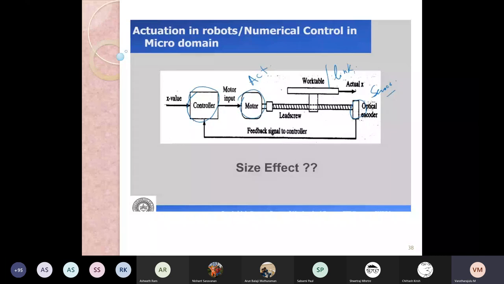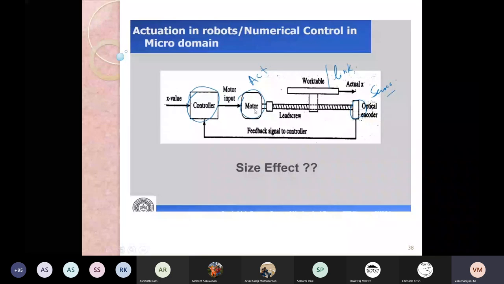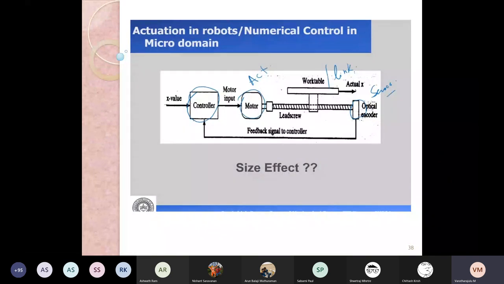And this link, that is the lead screw, may be called a link. And this encoder may be called a sensor in recent days. And whether it is possible to reduce the actuators into a tinier actuator, that is what we need to think about when we are talking about the micro robot or nano robot.